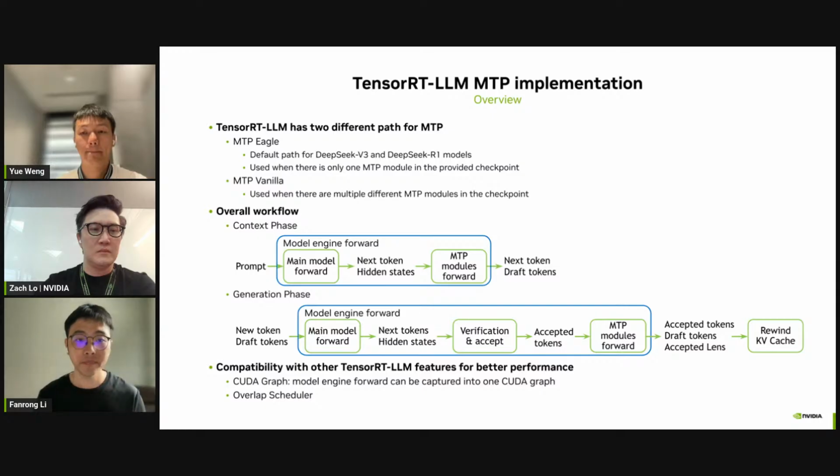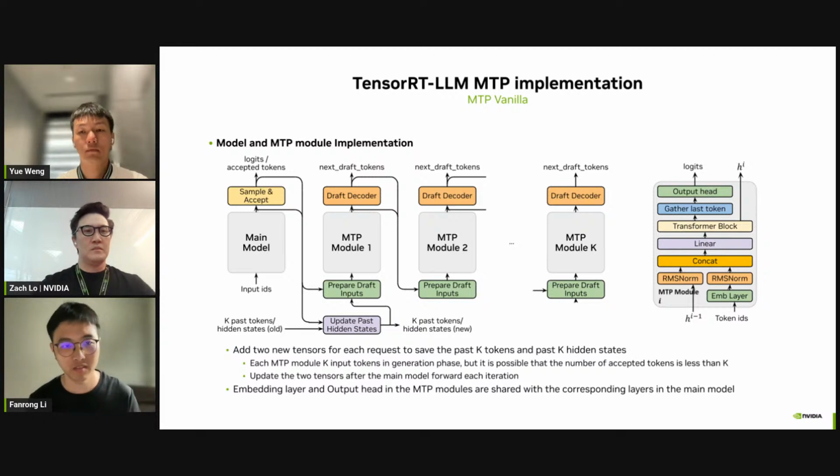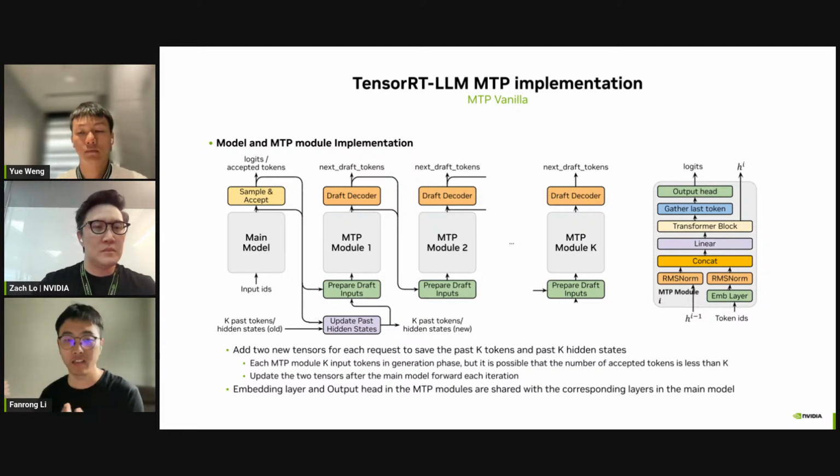Oh, I forgot another important point: both MTP Eagle and MTP Vanilla share the same workflow in TensorRT-LLM. The only difference between those two MTP paths is in the MTP module forward. They have different MTP module designs. About their designs, let's take a look at Vanilla and Eagle.